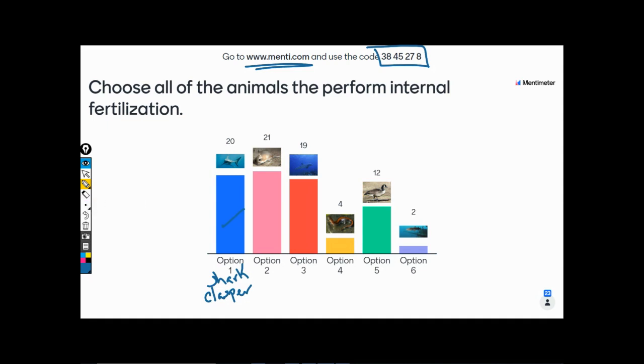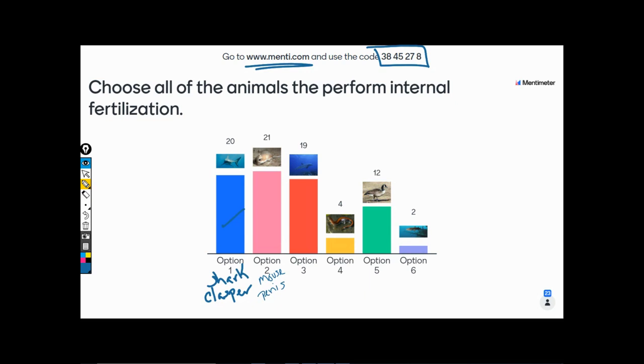Okay, how about our pink one? What's that? Some kind of mouse. If a mouse is doing internal fertilization, what kind of intermittent organ is our mouse using? A mouse is a mammal. Pretty standard fare.